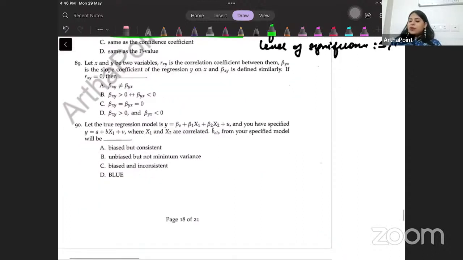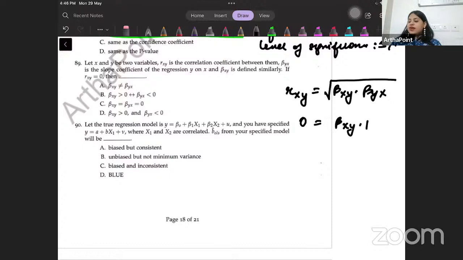Let x and y be two variables. Rxy is the correlation coefficient. Okay. So just think about it better. See, Rxy is the geometric mean of Bxy and Byx. Right? It is the geometric mean between the two. Now it says that Rxy is 0. So I've understood that Bxy into Byx is 0. Right? Bxy into Byx is 0.